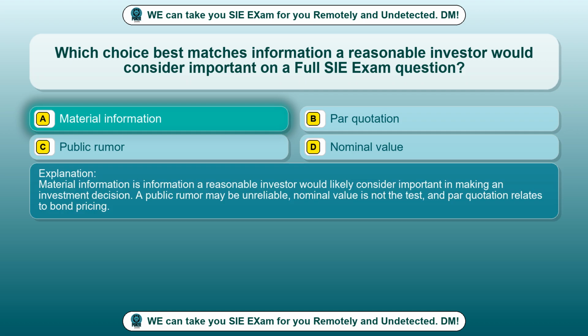Material information is information a reasonable investor would likely consider important in making an investment decision. A public rumor may be unreliable, nominal value is not the test, and PR quotation relates to bond pricing.